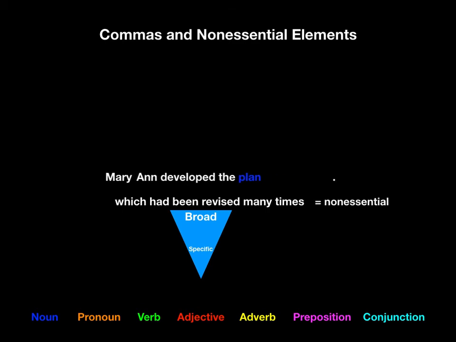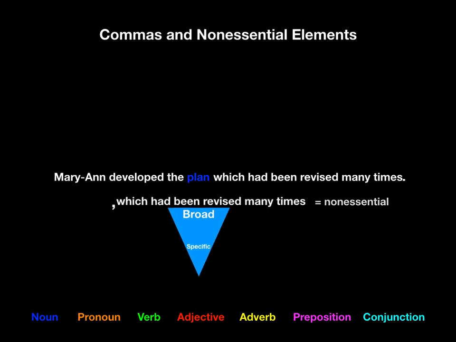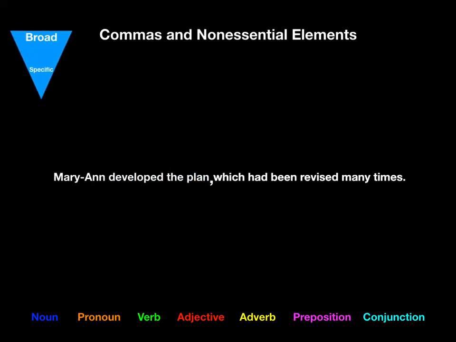Since this clause is non-essential, we'll need to separate it with punctuation marks. However, here you'll note that we only place one comma before "which." This is because the sentence ends with the clause, and we have a period that works as our other punctuation mark. Therefore, we would incorporate this clause back within the sentence. "Marianne developed the plan, which had been revised many times."